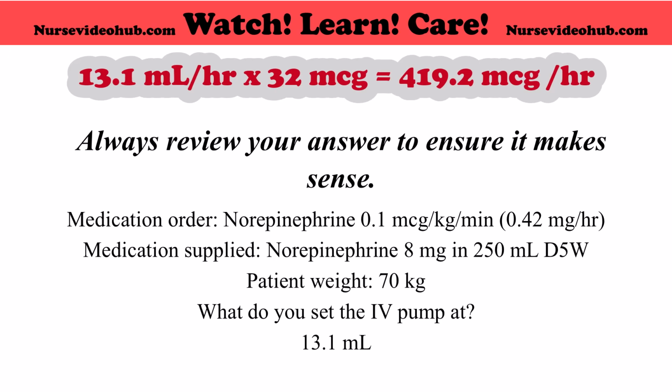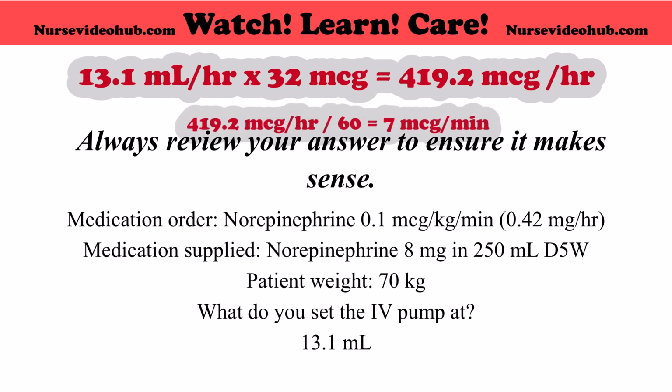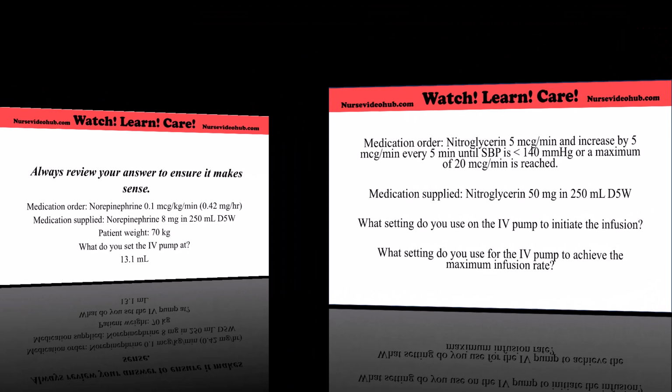You convert the 419.2 micrograms per hour to micrograms per minute by dividing by 60 to obtain the prescribed dose of 6.98, rounded to 7 micrograms per minute, which is the prescribed dose.